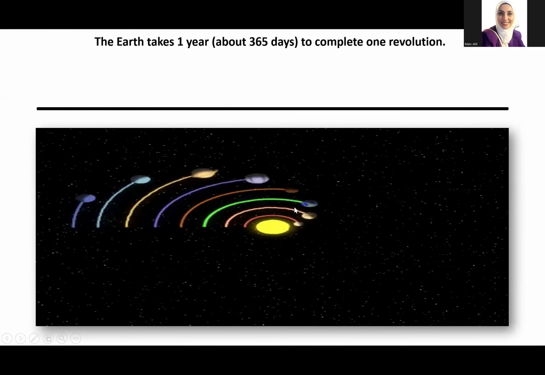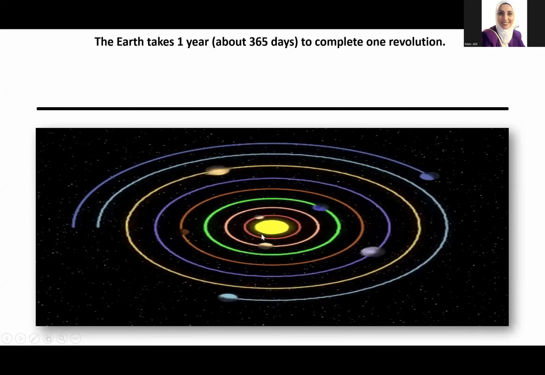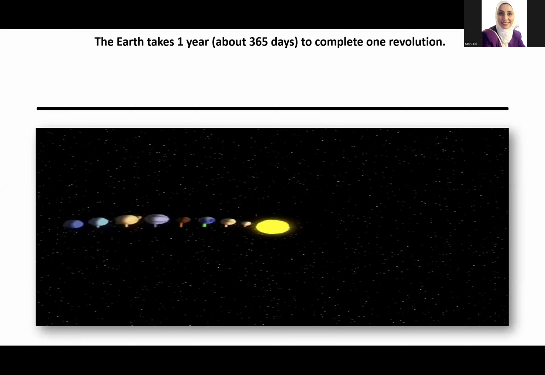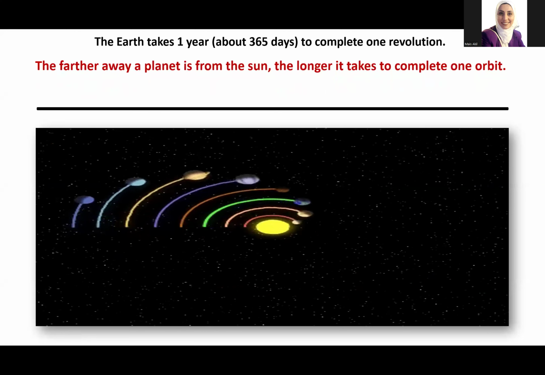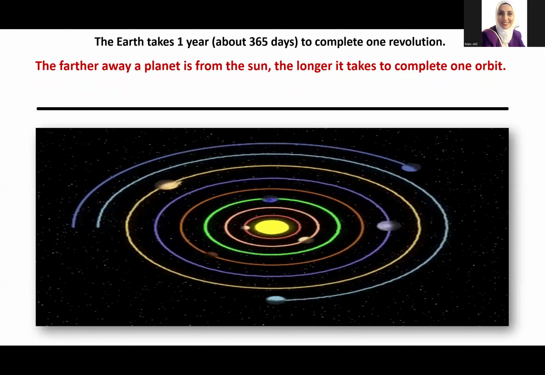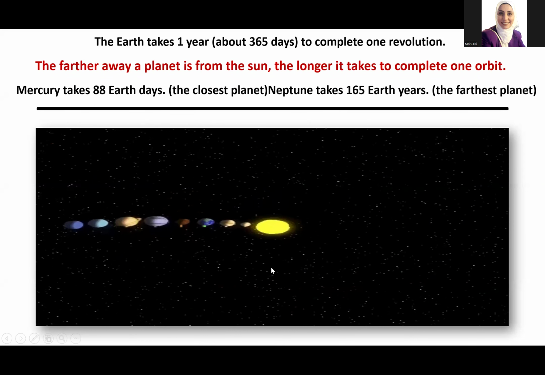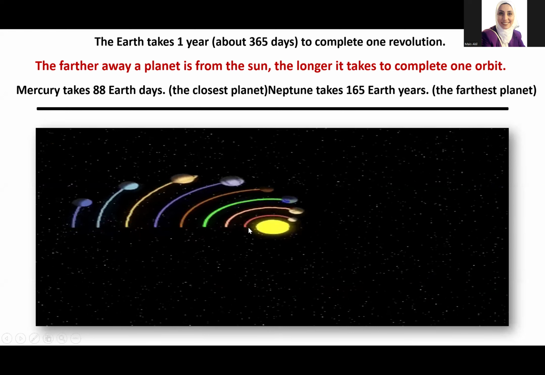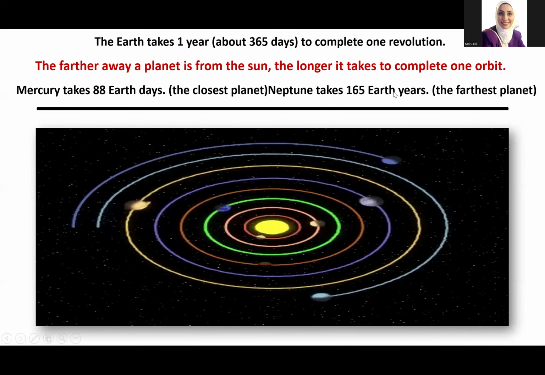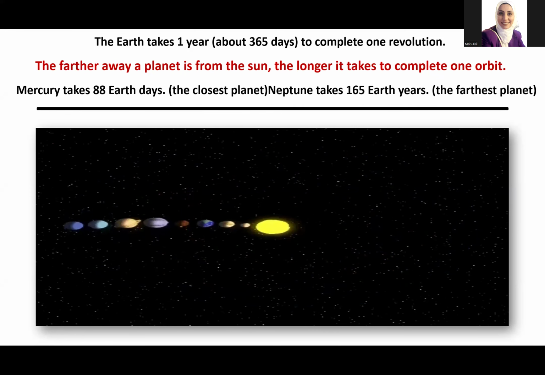This is the position of the Earth, but the planets that are closer to the sun take less than 1 year. And the ones that are farther away from the sun take a longer time. So the farther away a planet is from the sun, the longer it takes to complete one orbit. Mercury takes 88 Earth days to finish one revolution because it is the closest to the sun, and Neptune takes 165 Earth years to finish one revolution because it is the farthest planet from the sun.